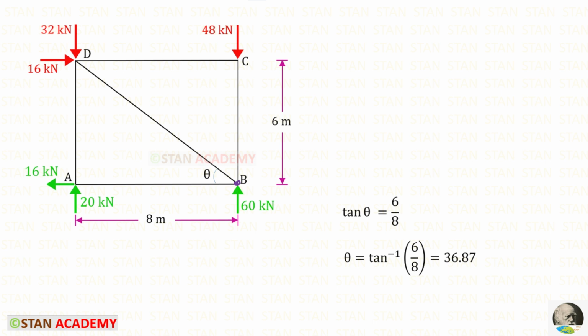Before that, we need to find this angle. Let us keep this angle as theta. Let us take this triangle. In this triangle, let us use the tan theta formula. That will be the opposite side upon adjacent side. The opposite side is 6 meter. The adjacent side is 8 meter. So 6 upon 8. For theta, we will get 36.87.